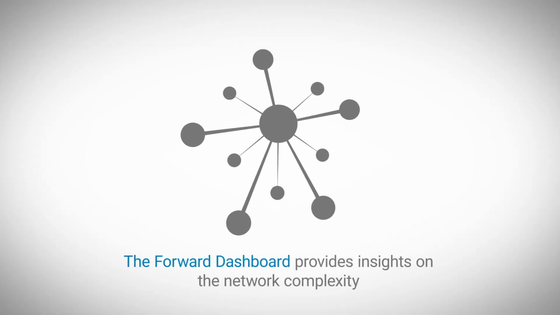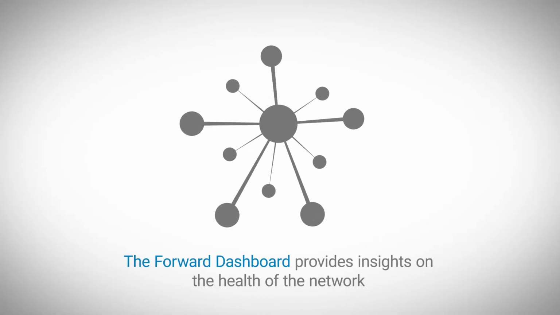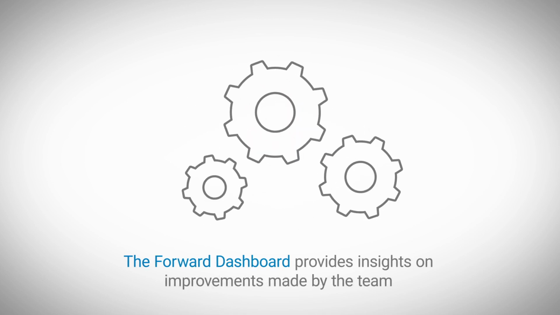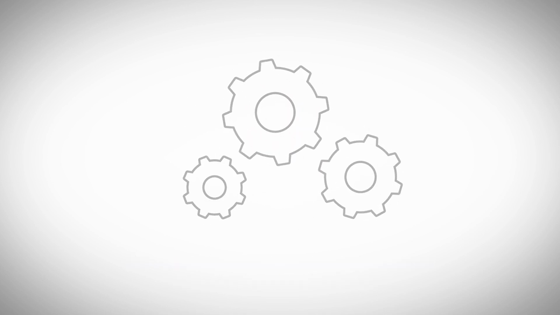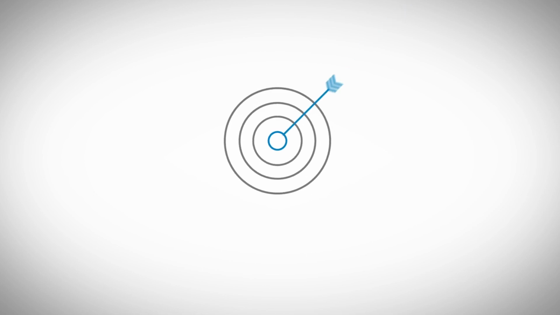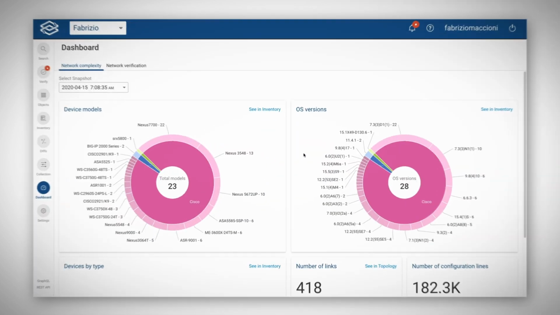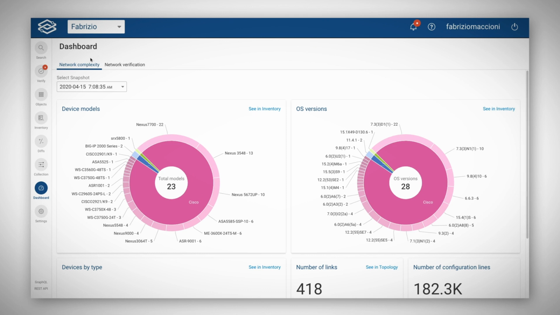The Forward dashboard provides insights on the network complexity, the health of the network, and on the improvements made by the team to make the network healthier. With the Forward dashboard, senior leaders can establish targets and set goals that aim at improving the overall network reliability and correctness on a regular basis.